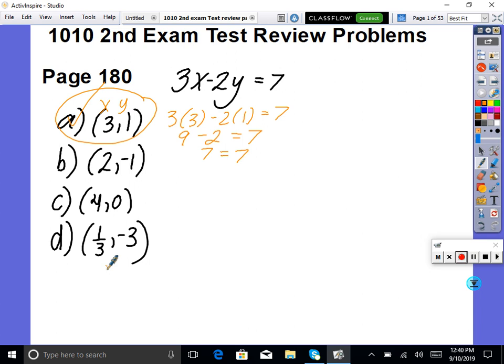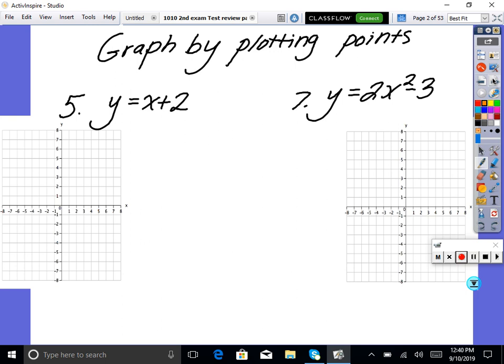The only one I'm going to do next is this one because I think you get the picture here. So we would have 3 times a third minus 2 times negative 3 equals 7. So that's 1. Remember, 3 times a third is the same thing as 3 divided by 3. So then we have 1 plus 6 equals 7. 7 equals 7. So also D worked. Then you just check the other two by plugging them in.